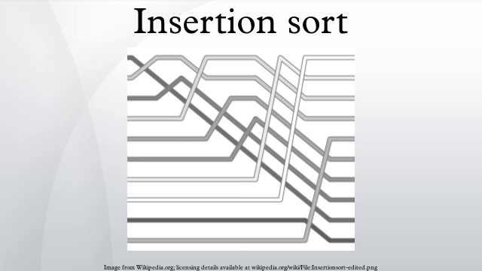Variants: D. L. Shell made substantial improvements to the algorithm. The modified version is called shell sort. The sorting algorithm compares elements separated by a distance that decreases on each pass.